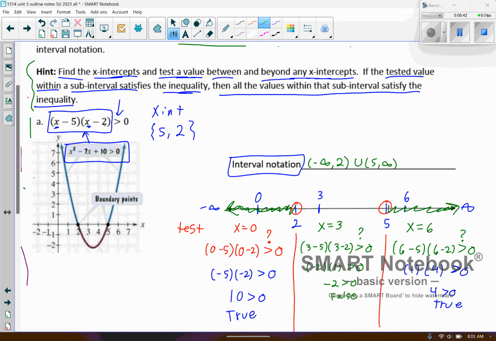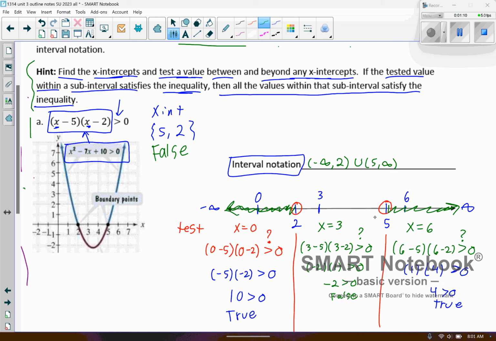So 5 and 2 make the expression on the left equal 0, but 0 is not greater than 0. So those came back as being false, and we had to put open circles at those 2 points on my number line. Then you test a value between the x-intercepts and beyond the x-intercepts on each side. So we had three sub-intervals.